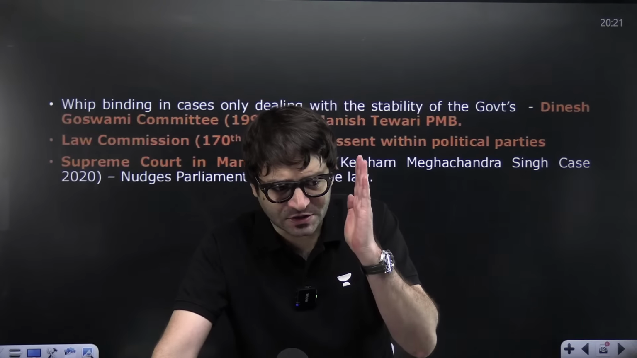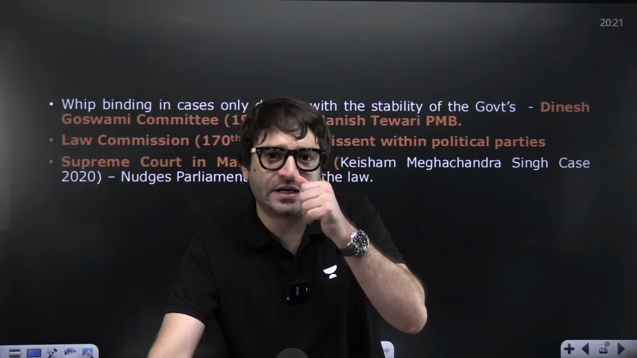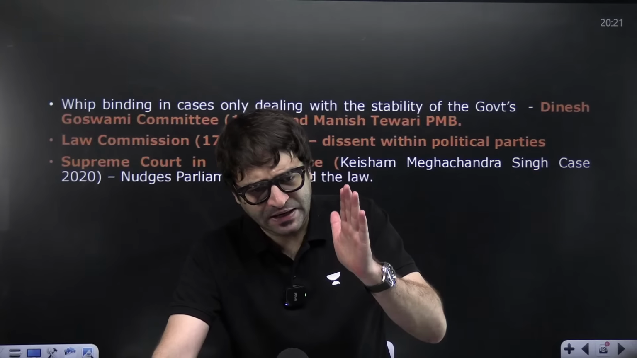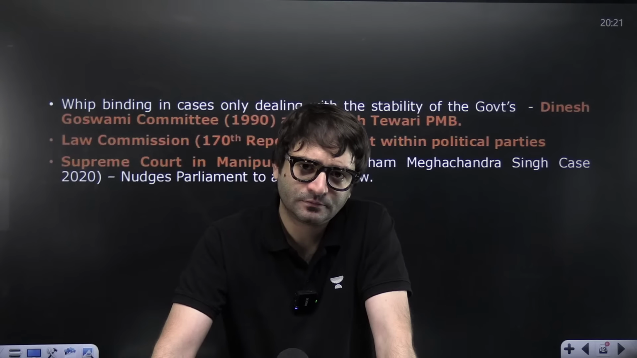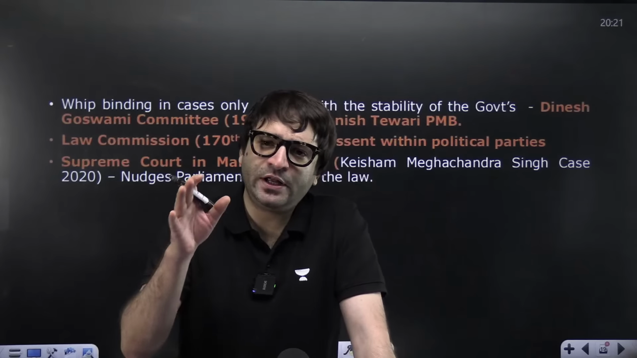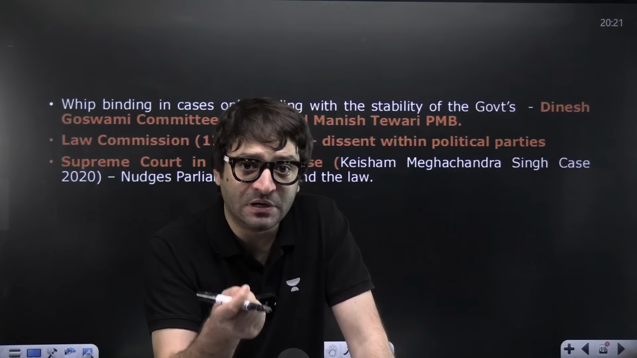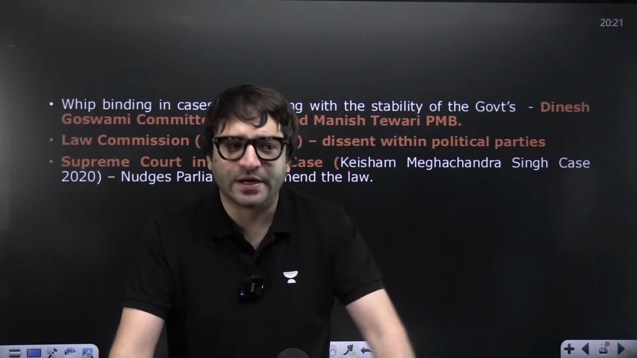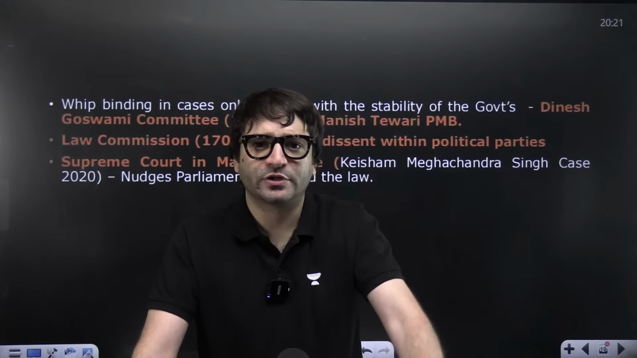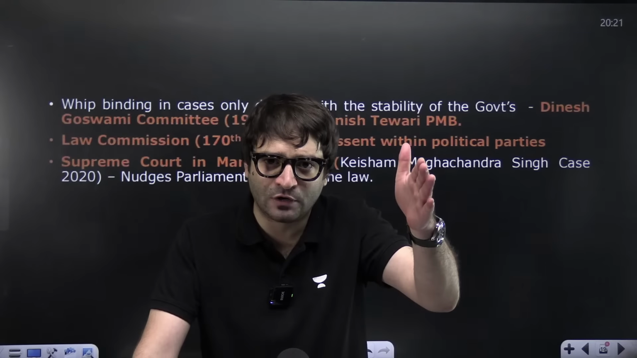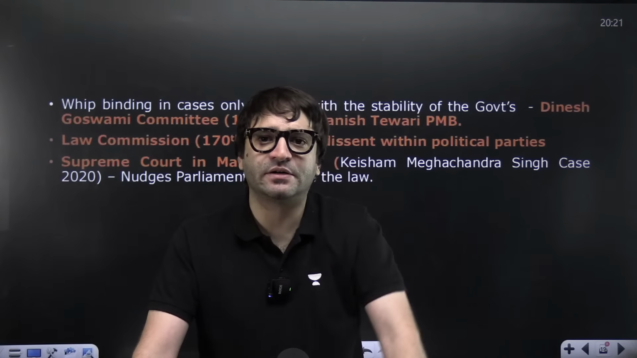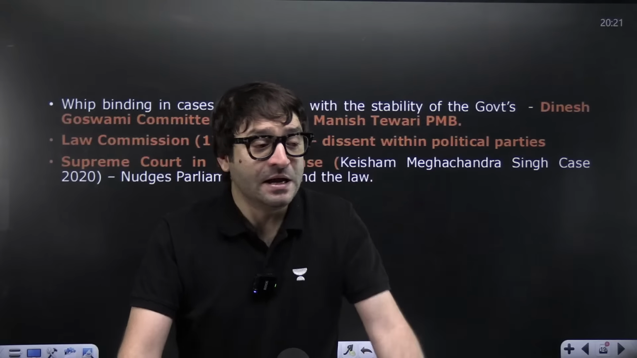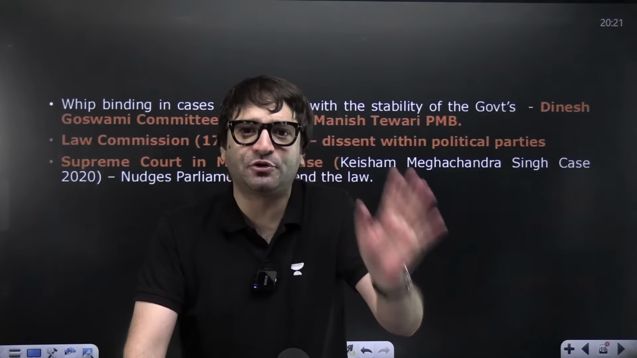This whip, which is made binding on the legislators for numerous things, should this whip be binding in all cases? Or should it be binding only in those cases where the stability of the government is under threat? Where is the stability of the government under threat? In no confidence motion, in confidence motion, in adjournment motion, in motion of thanks for the president's or governor's address. If those motions are defeated, the government has no other option but to resign. But if a bill is defeated, the government does not have to resign.